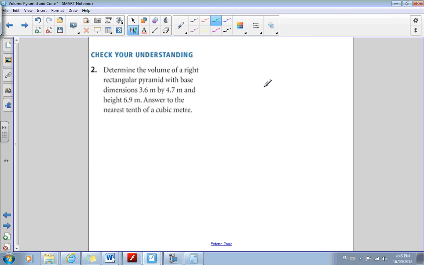Here's just another simple little problem. We have a pyramid and it tells us the dimensions. So it tells us the base is 3.6 by 4.7, so this is 3.6 meters by 4.7 meters.